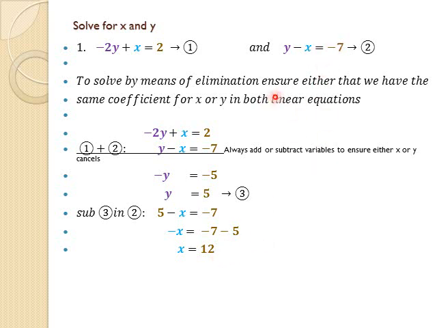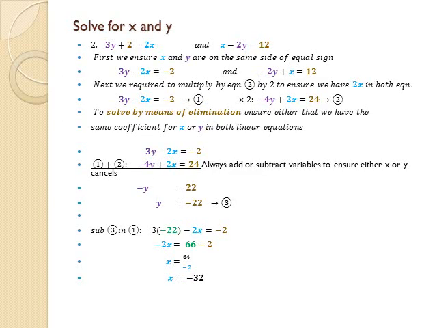So this is by means of elimination. We're either going to show that our x's are the same or our y's are the same so that we can cancel one of the two unknowns. Then we solve the first one and we substitute back to get the second one. I hope you follow the process. Let's look at the second problem.